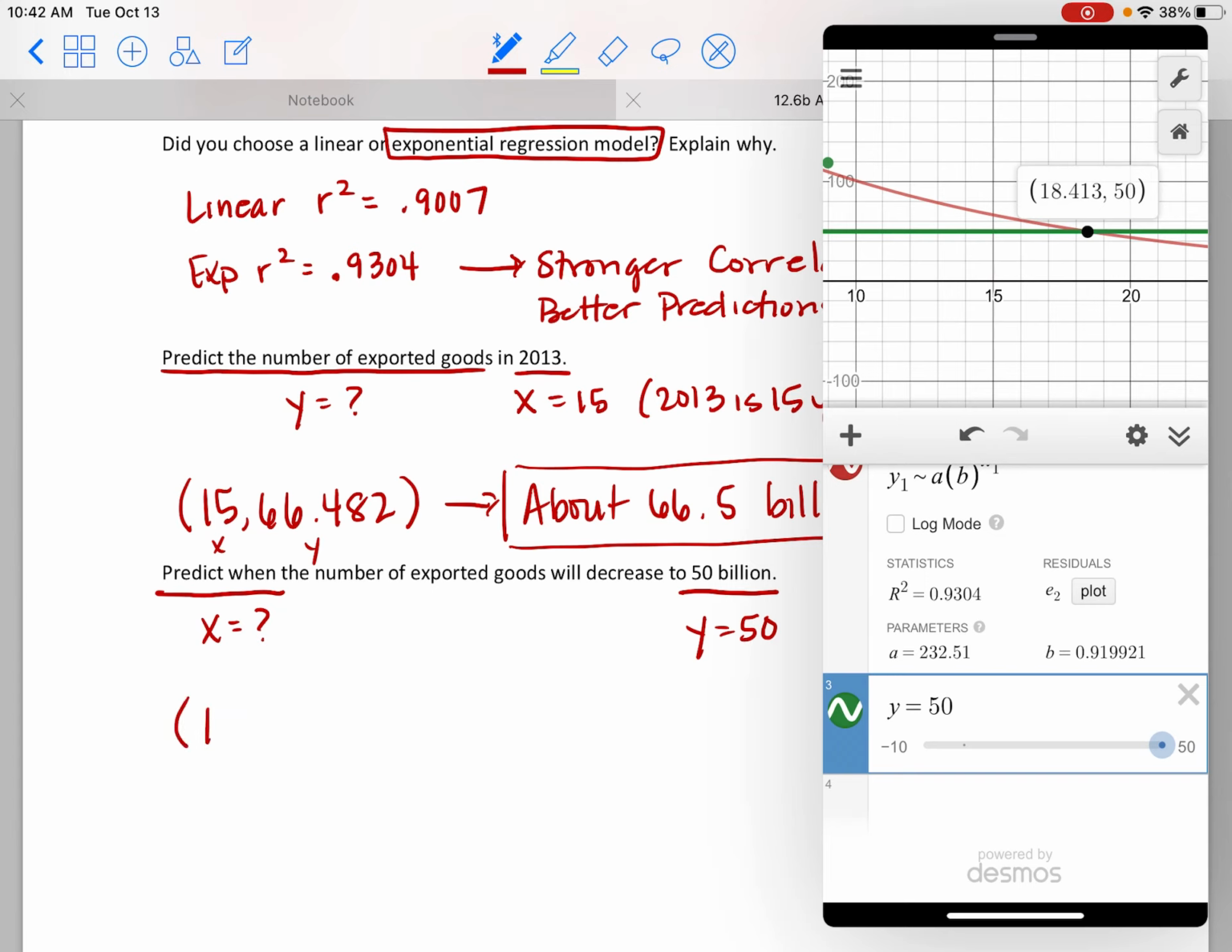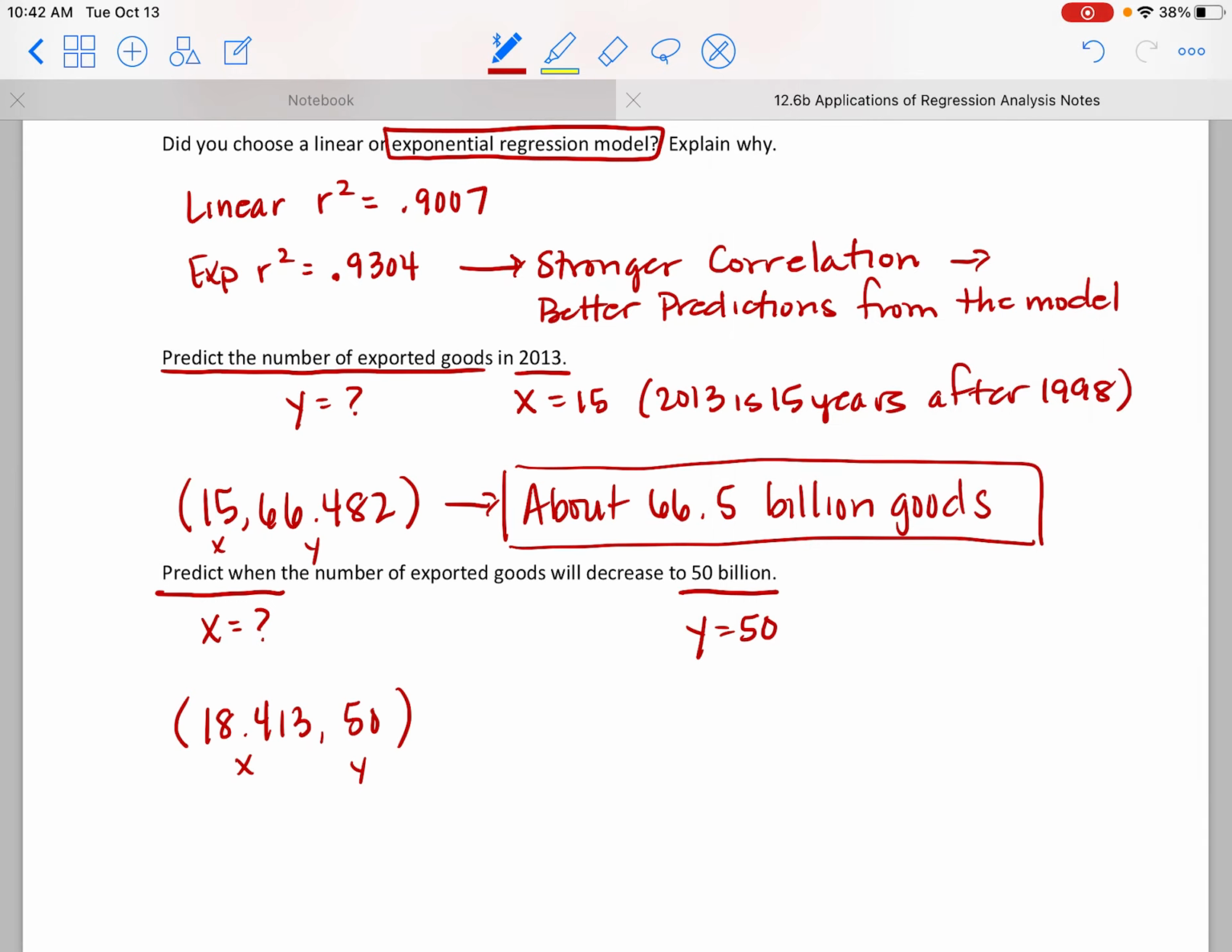And so we see an intersection at 18.413, 50. So again, this is the predicted x value when we knew the y value was 50. So this says in about 18 years. And that would be after 1998. So we're looking at 18 years after 1998 would be 2016.